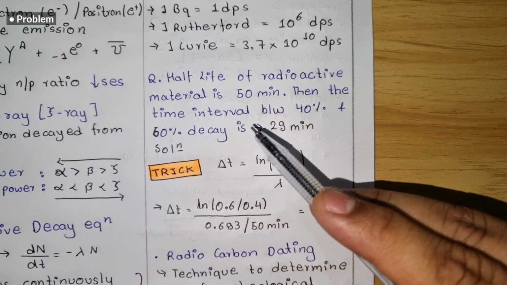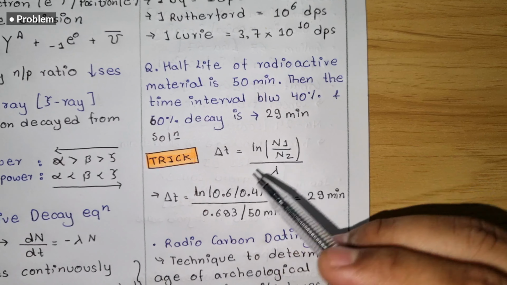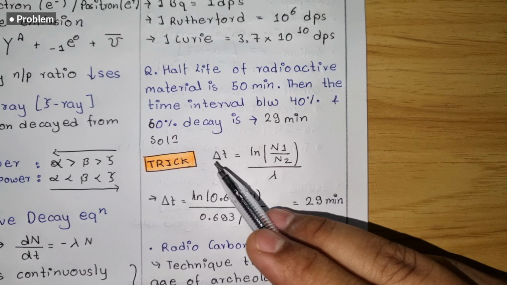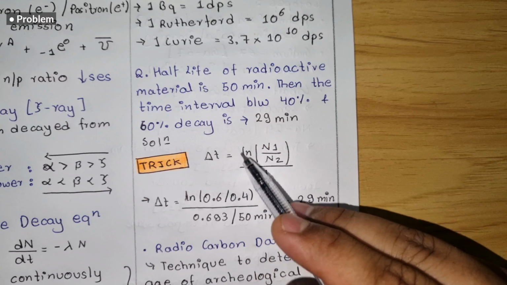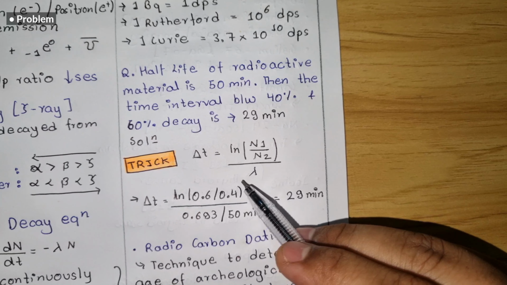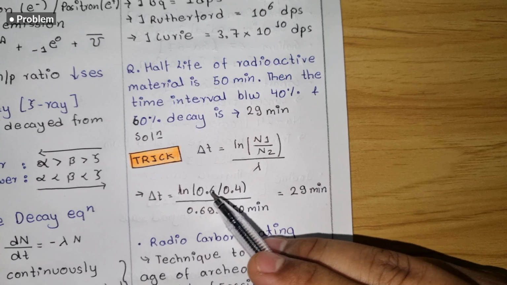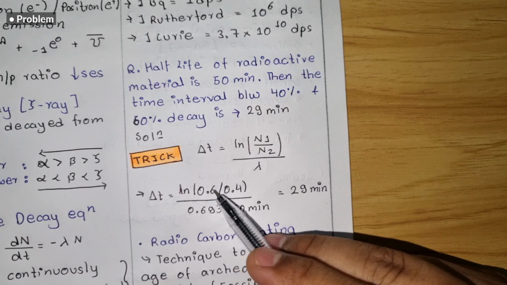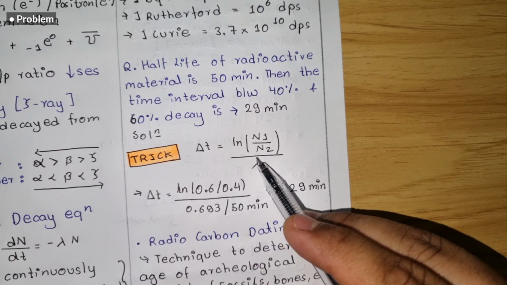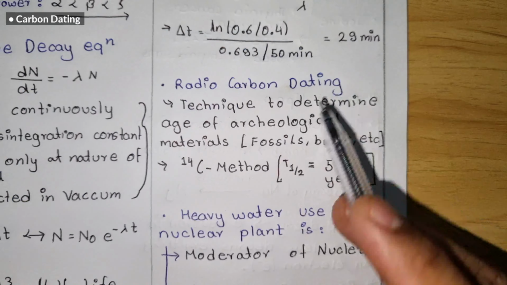The half-life of a radioactive material is 50 minutes. Then the time interval between 40% and 60% decay is? For any this kind of question, this is the super trick, that is, time interval is given by log of N1 divided by N2, divided by lambda. What is lambda? 0.693 divided by T half. By substituting the values of N1, that is 0.6 or 60%, and N2, 0.4 or 40%, we get 29 minutes.